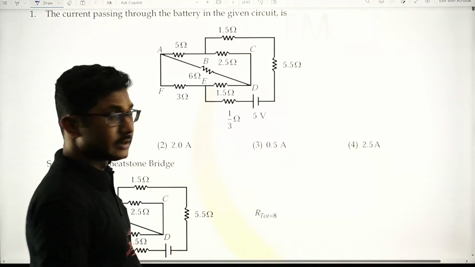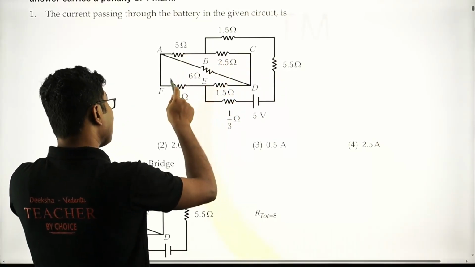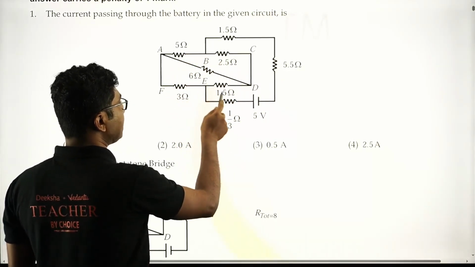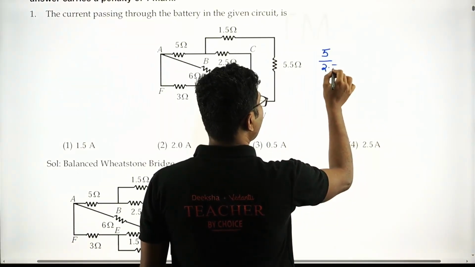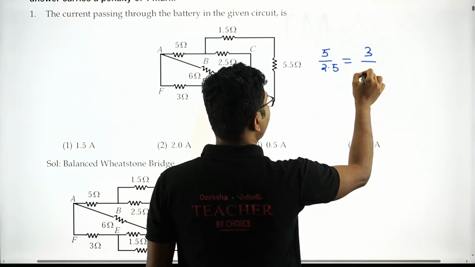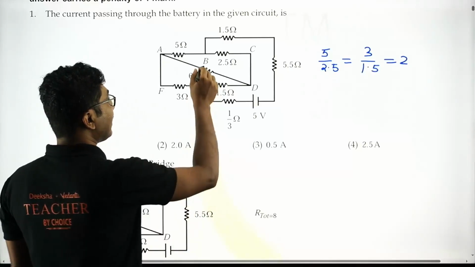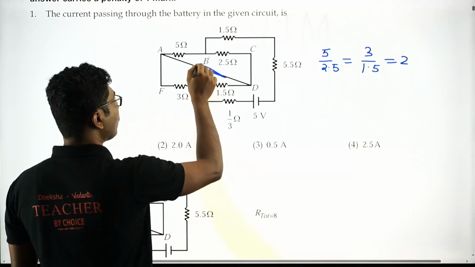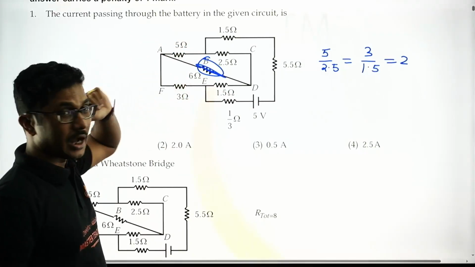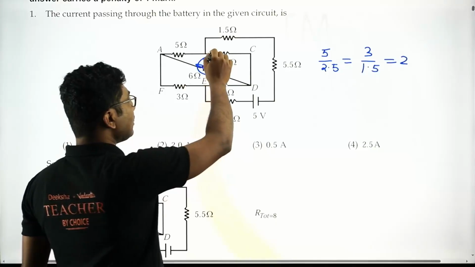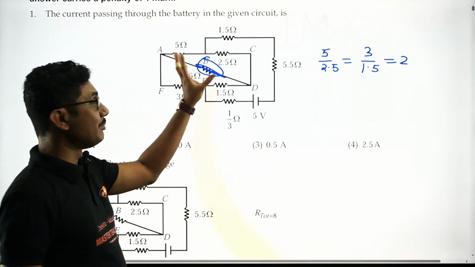It's a Wheatstone bridge circuit. If you see that this divided by this equals this divided by this, or you can say this divided by this equals this divided by this, right? So 5 by 2.5 equals 3 divided by 1.5, both are 2. From there you can say that we can ignore and remove this resistance, and we can see that this 5 ohm and this 3 ohm are in series. This 2.5 ohm and 1.5 ohm are in series as well, and their combination is in parallel.